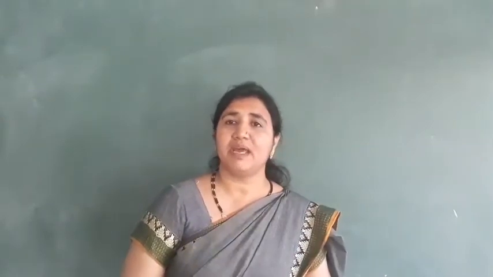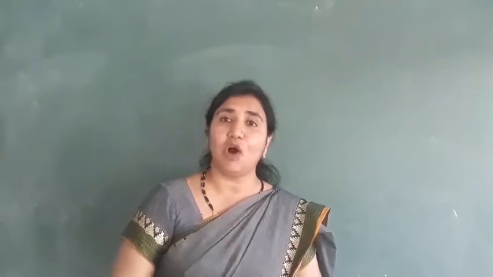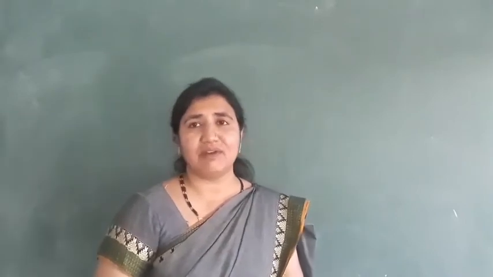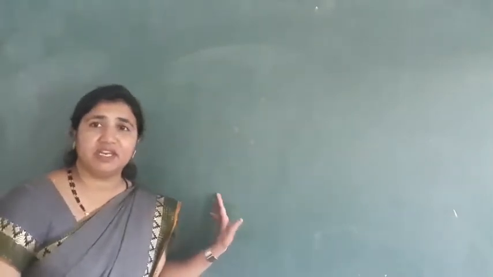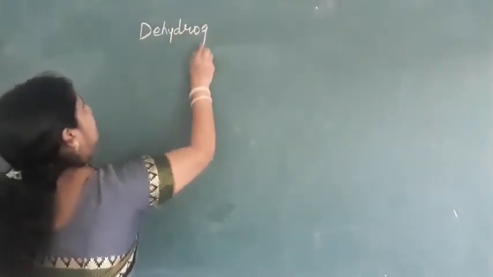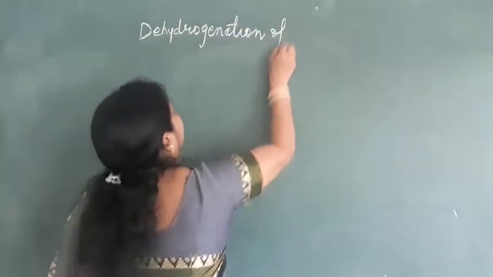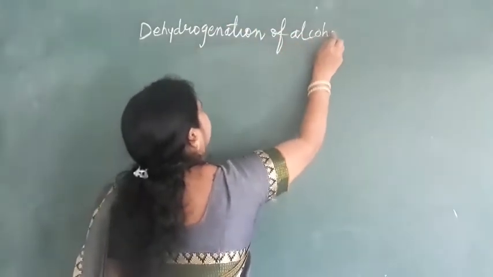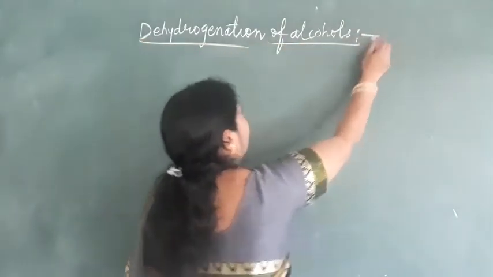Next is very important. When primary and secondary alcohols are passed over heated copper at 573 Kelvin, oxidation takes place. These three reactions are very important for the exam. This is what is called dehydrogenation of alcohol. Dehydrogenation of alcohols is nothing but the oxidation of alcohol only.